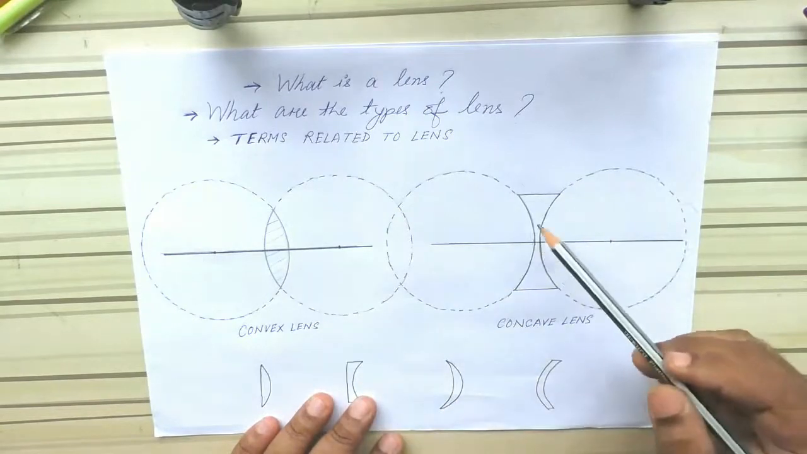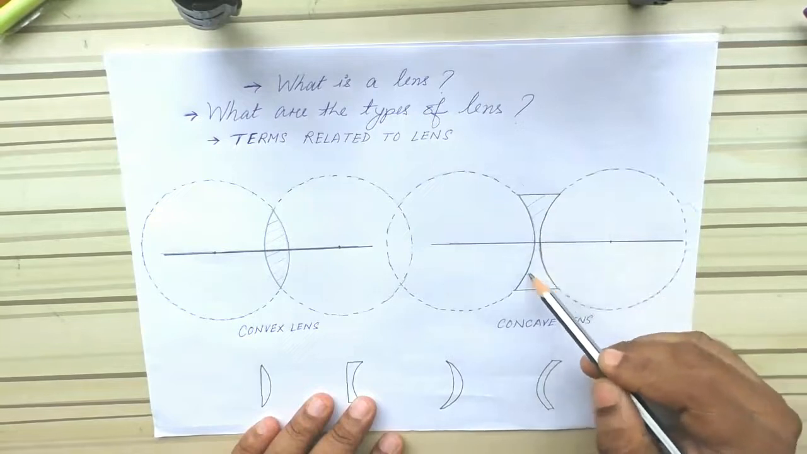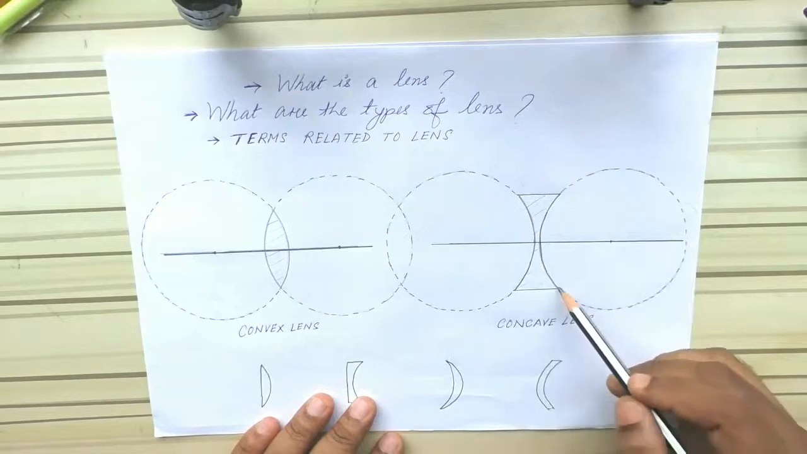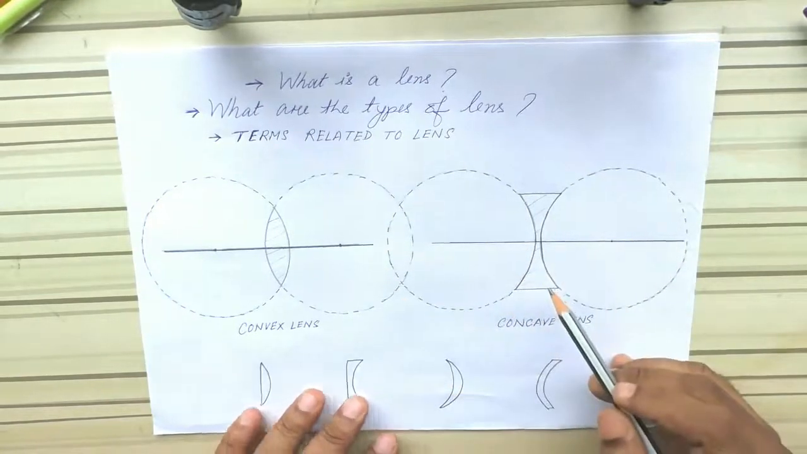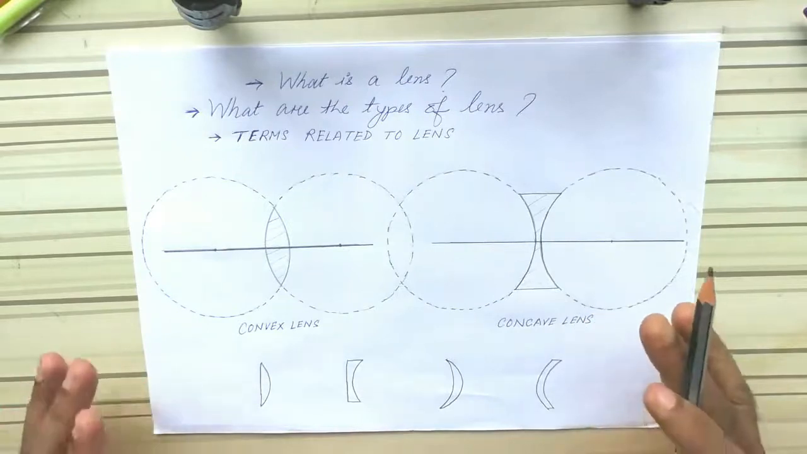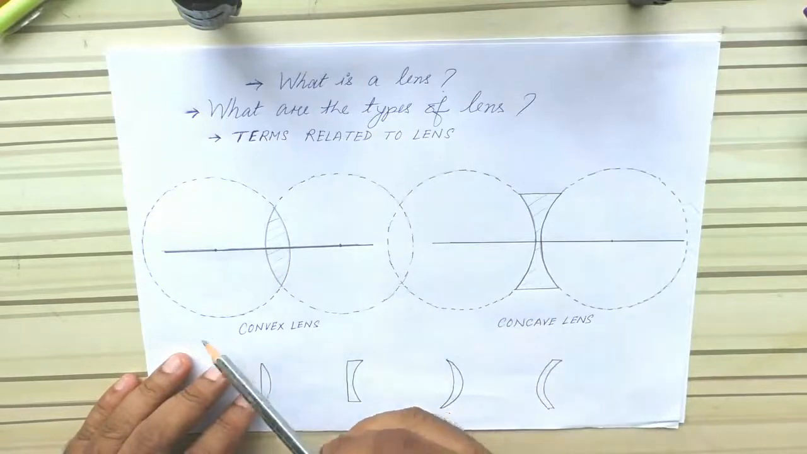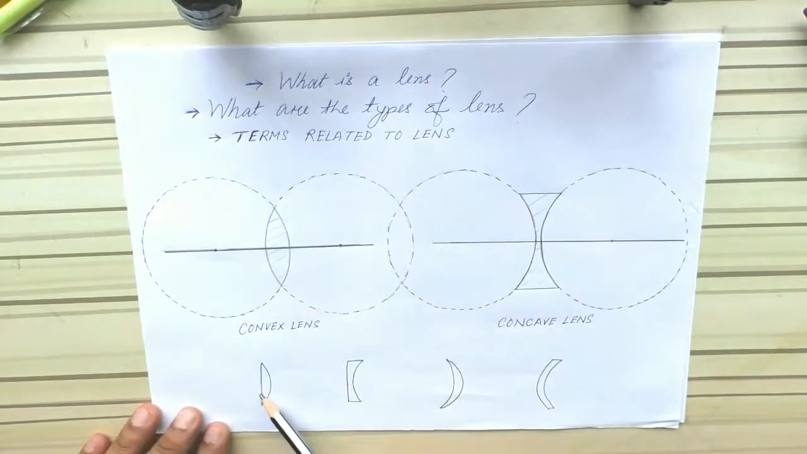Here you can see this is a lens, and its two surfaces are part of this sphere and the second surface of this sphere. So what is a lens? A lens is a transparent medium bounded by two spherical surfaces, or one surface is plane and the other is spherical. One surface may be plane, the other spherical.